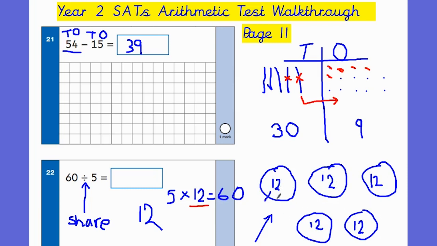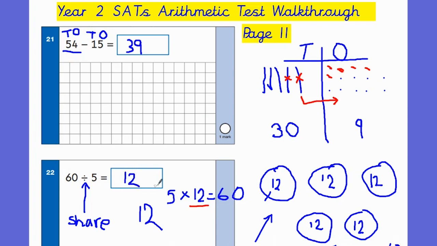So you've got 5 10s, 10, 20, 30, 40, 50, and then you've got 5 2s, 2, 4, 6, 8, 10. So that's 50. Add 10, which gives you 60. So there's quite a few different ways of working this one out. Drawing the dots, sharing them out is probably not the most efficient way. Using your known facts, using your times tables would be the best way to do it. Counting in 5s until you get to 60 and then seeing how many times you've counted 5s. But 60 divided by 5 would be 12.